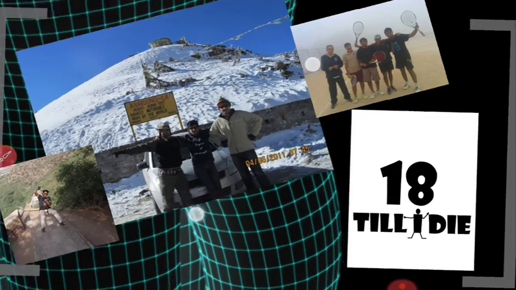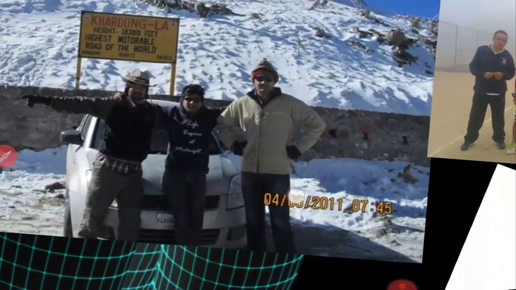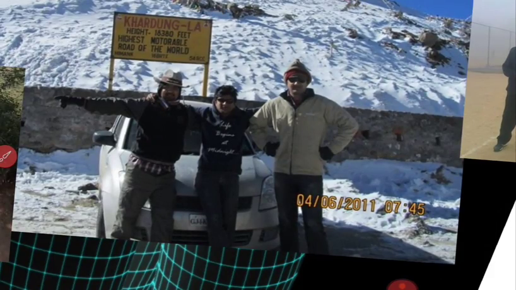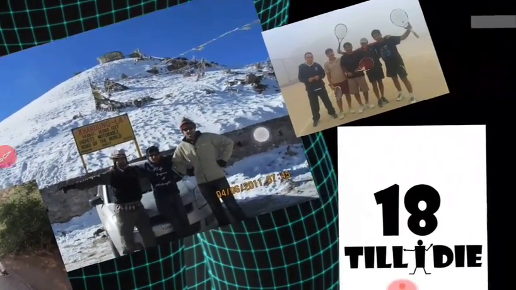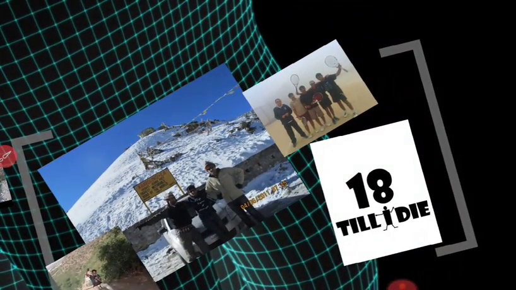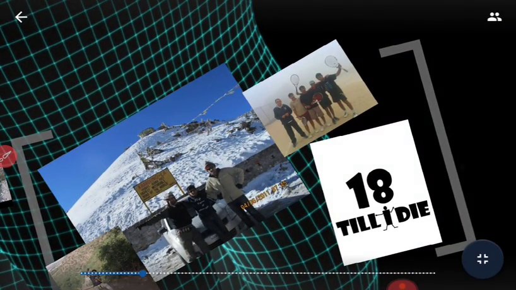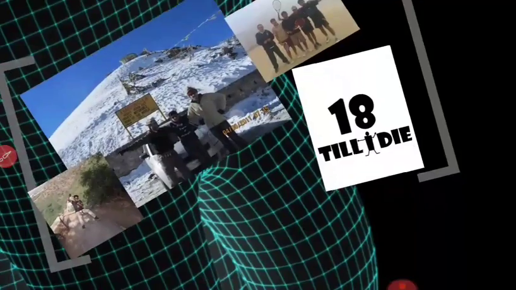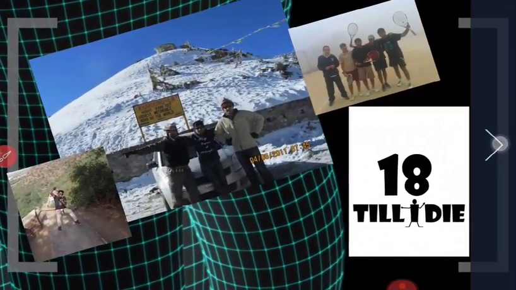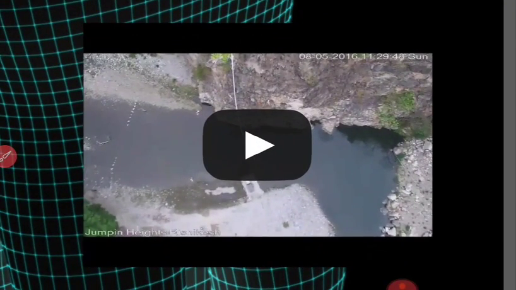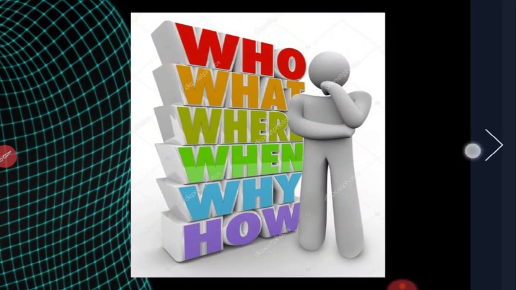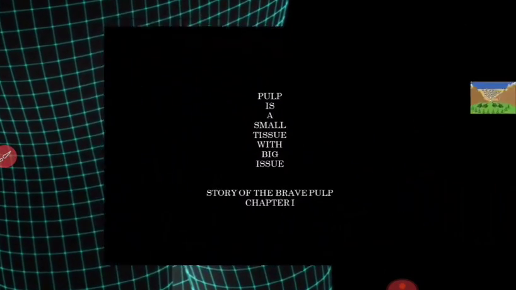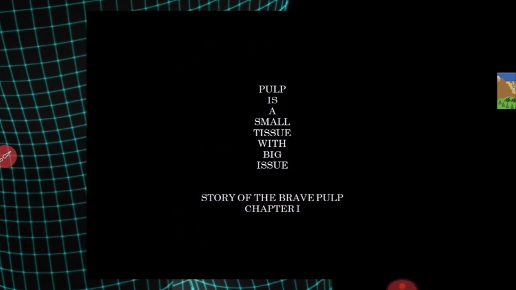One of the pictures shows the Khardungla pass, which we did on my small Swift in 2011, which is the highest motorable road, and I keep playing tennis regularly. So do that. Apart from endo, you should be doing all that as well. So work hard, party hard, and 18 till you die. That's the basic principle. And I am not going to go on in this video because it's going to take time. So let's get to the point.